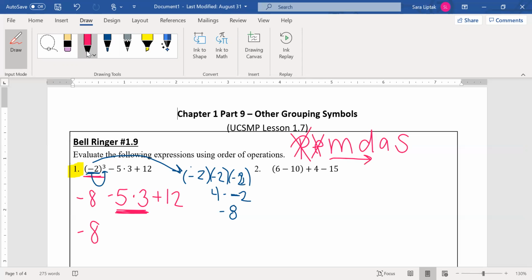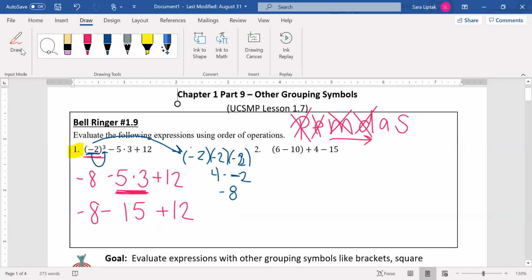So -8 minus, I'm going to leave a space for my 5 times 3, plus 12. So if I simplify 5 times 3, I get 15. And I don't have any division, so I'm going to cancel out M and D. So now I have addition and subtraction, but remember they have equal strength or equal powers. So we have to do this left to right, just like you would read a book. So here I have a -8 minus a 15, and that is going to give me a -23.